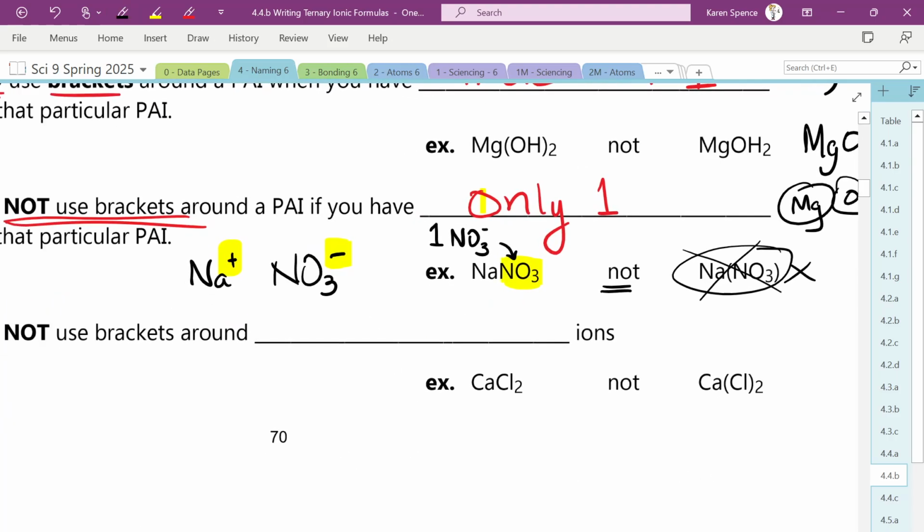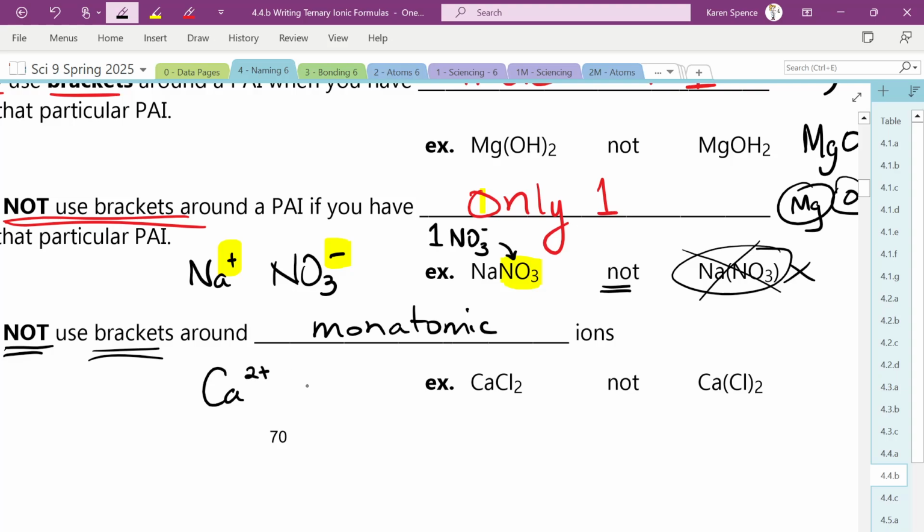We also do not use brackets around monatomic ions. So if I've got calcium chloride, Ca2+, Cl minus, I would need to have 2 Cl's to give me -2. I just write CaCl2. I do not write the Cl in brackets.